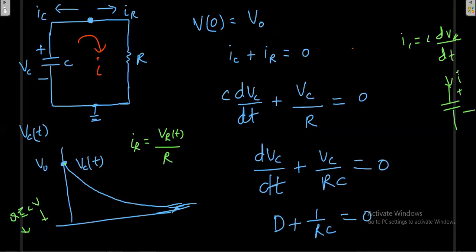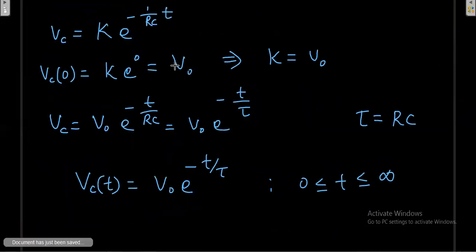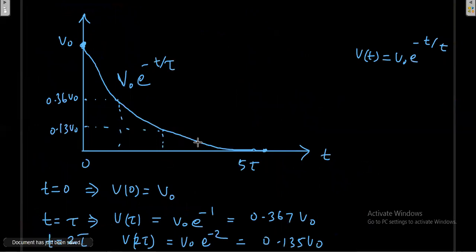Now once we know the equation for capacitor voltage with respect to time, V of t is equal to V naught e power minus t by tau. What is the voltage at the beginning? For t you substitute 0, then we get V naught. At t is equal to tau, what is happening? If you substitute, V naught into e power minus 1, that is around 36% of V naught. Now at t is equal to 2 tau, this is around 13%. Like this you can substitute 3 tau, 4 tau.